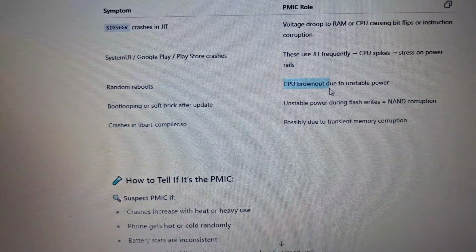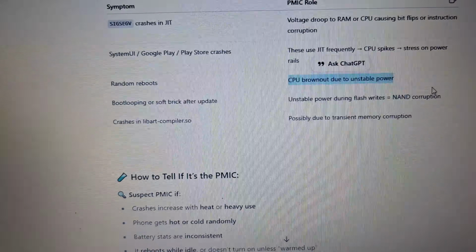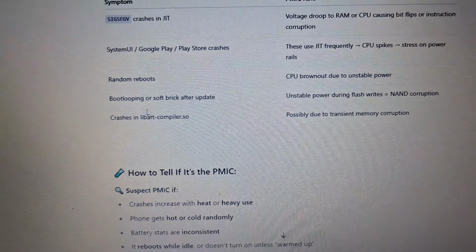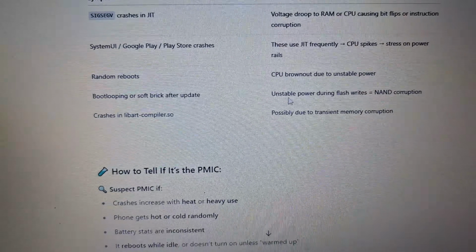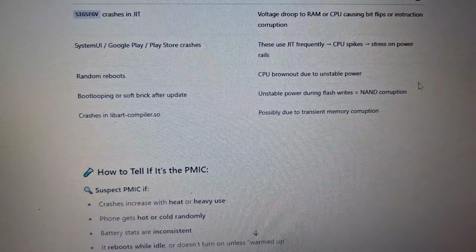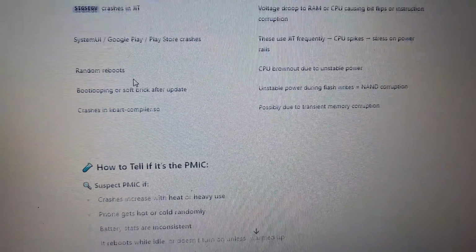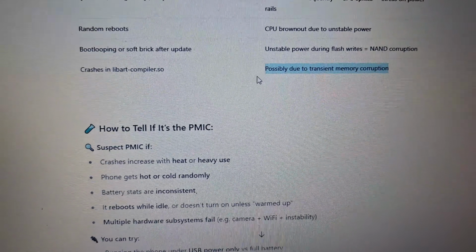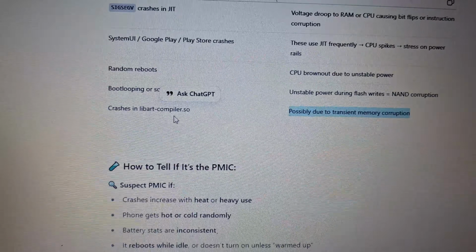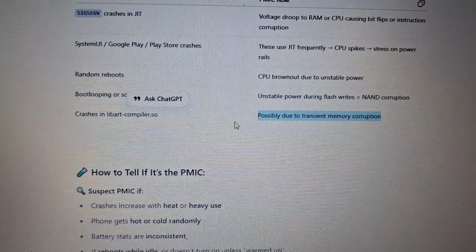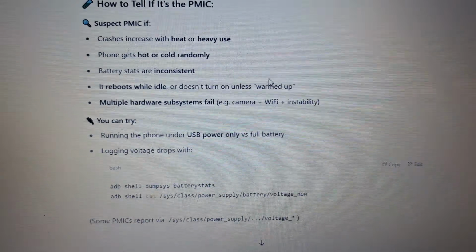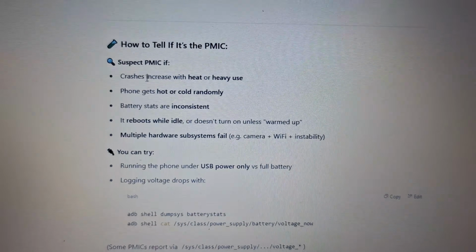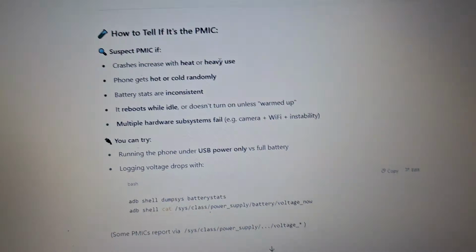But I highly doubt it's that yet, and that's unconfirmed. But boot looping after a software update. Yep, that's happened due to Lineage updating and then it just crashed, so I have to reflash Lineage several times. Crashes in libart compiler, yeah, that's probably a case as well with Google Apps. This is indicative of heat or heavy use.